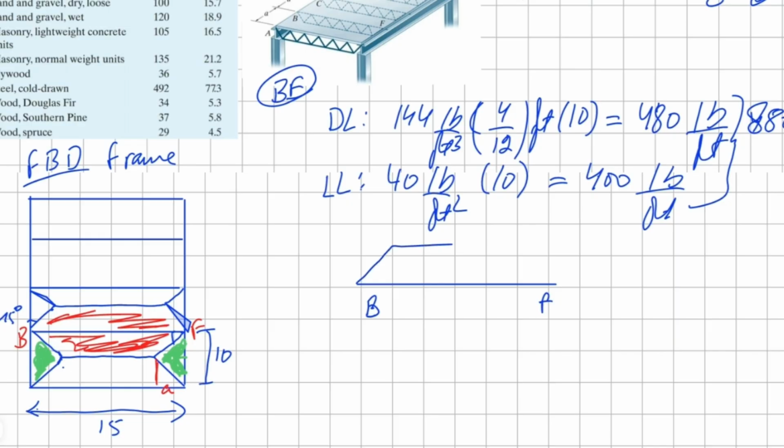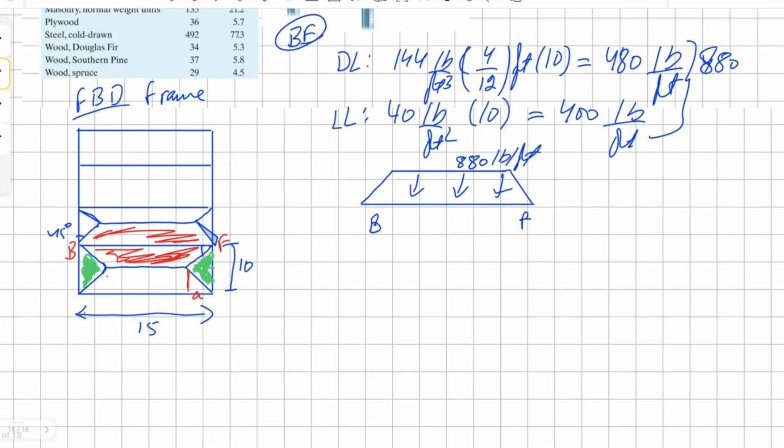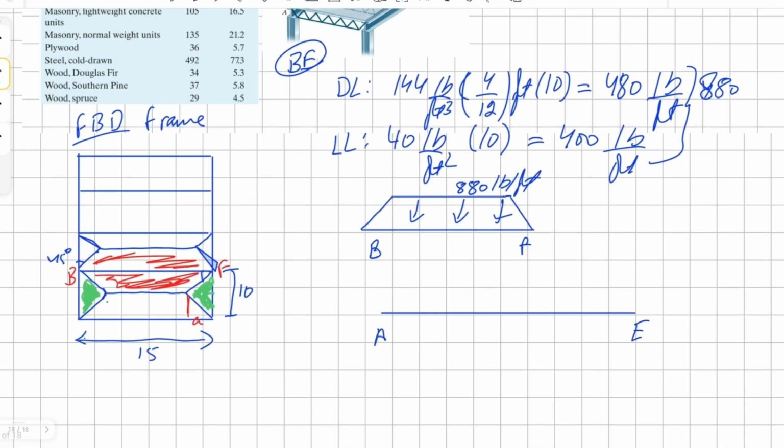Our uniform load for this joist is going to be trapezoidal, and the peak load is going to be 880 pounds per foot. Now let's draw our free body diagram for the girder A to E. We're going to have point loads at B, C, and D.